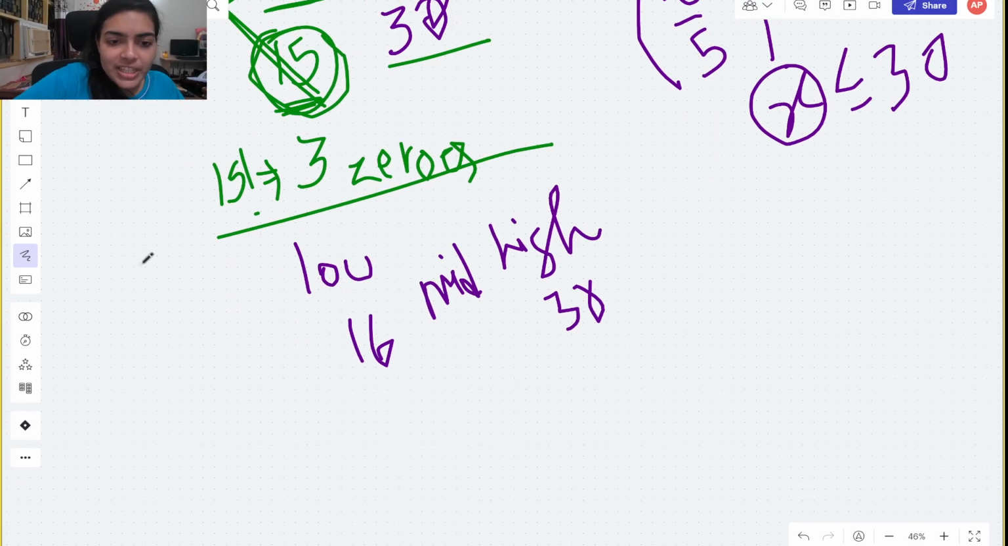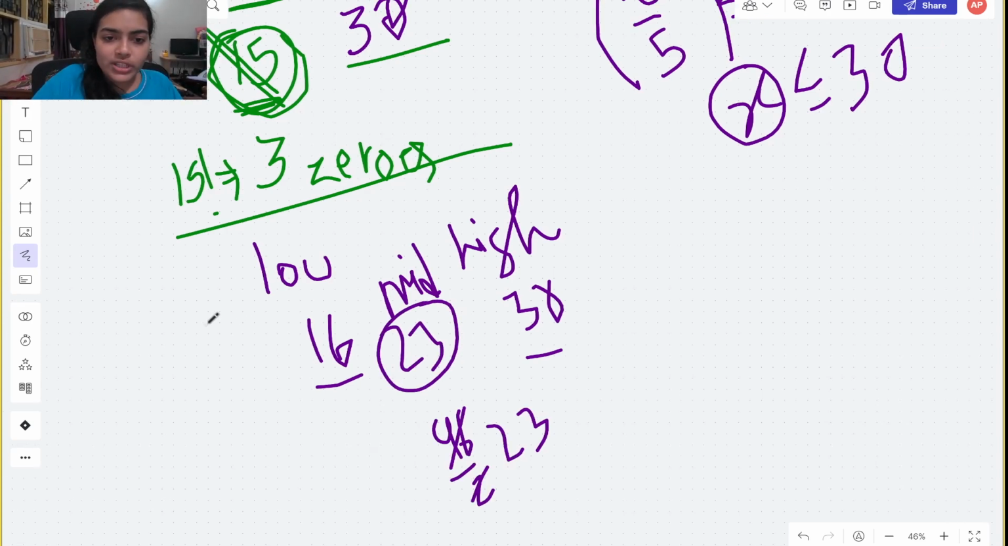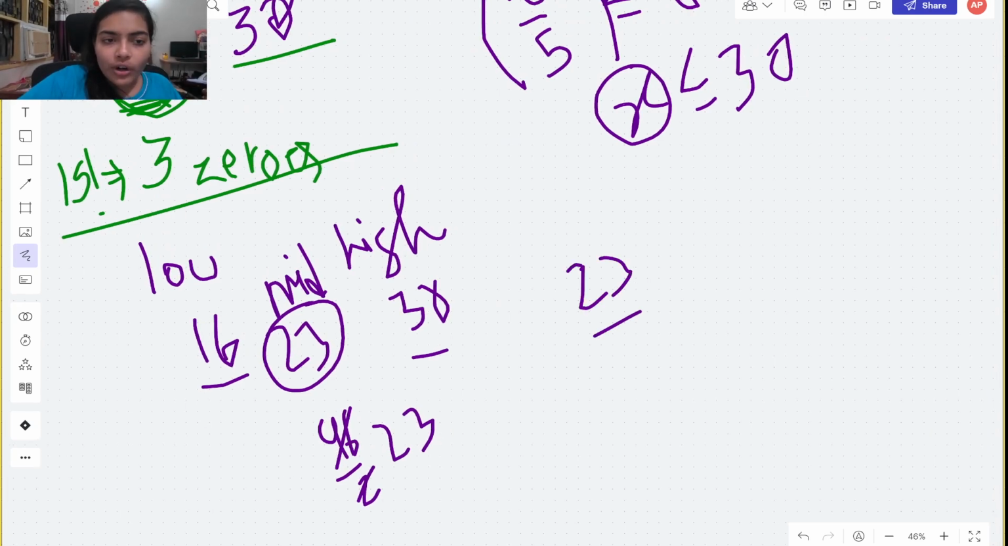Mid value is 16 plus 30 by 2, right? So what is that? 46 by 2. So we will try for mid equal to 23. Let's see how many zeros are there in 23 factorial. How can we find out? Very easily we can find out.